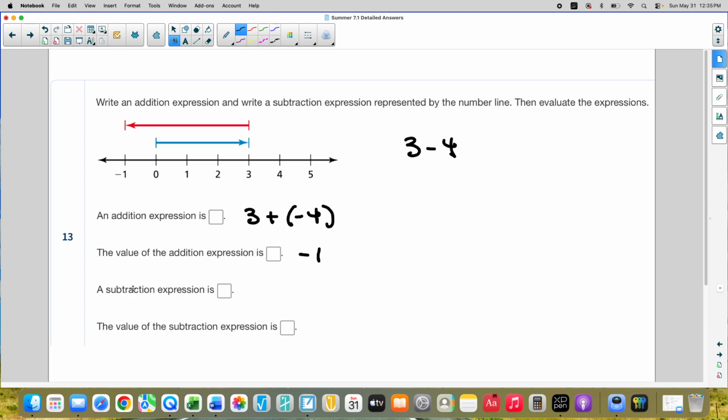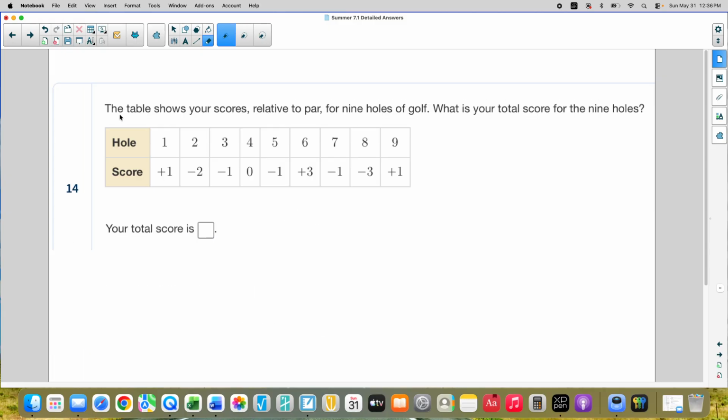We end up there. And a subtraction expression would be 3 minus 4, and the value of that is also negative 1. So, two different ways. You have 3 plus a negative 4, or you have 3 minus 4. Both get you to negative 1.